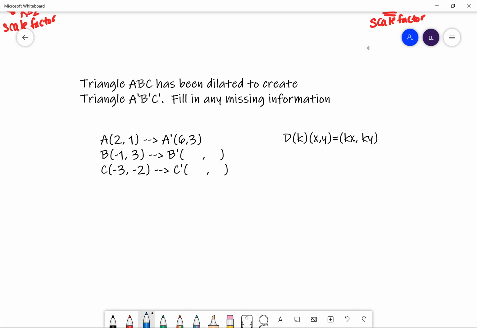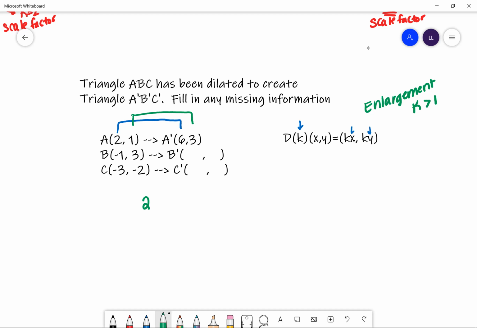So let's do like we did before. We know that whatever K is, it's going to happen to X and it's going to happen to Y. So let's look at the pattern. 2 to 6, and then 1 to 3. Think about that for a second. That means the coordinates got bigger, so this is an enlargement, and K is going to be greater than 1. We just have to figure out what that K is.